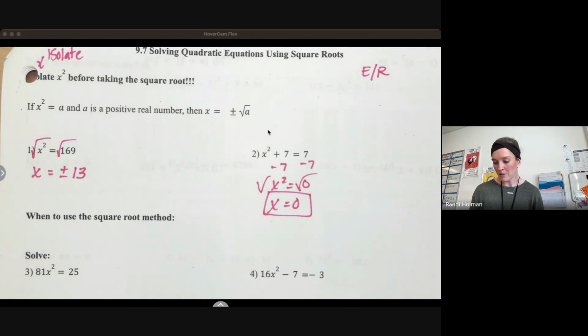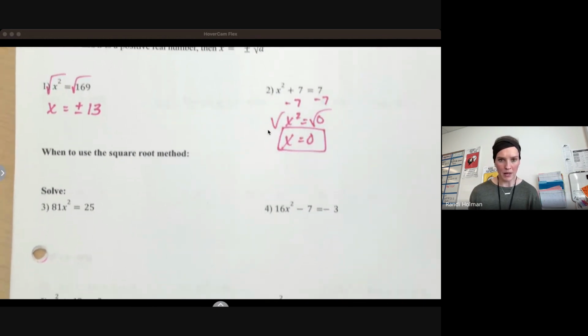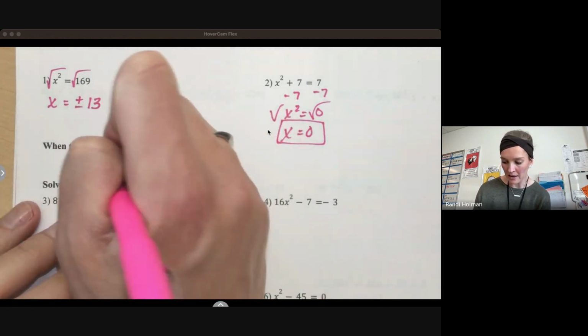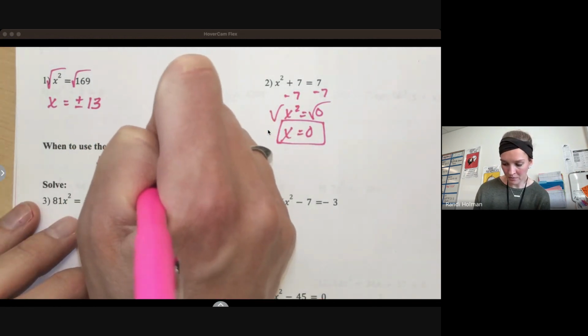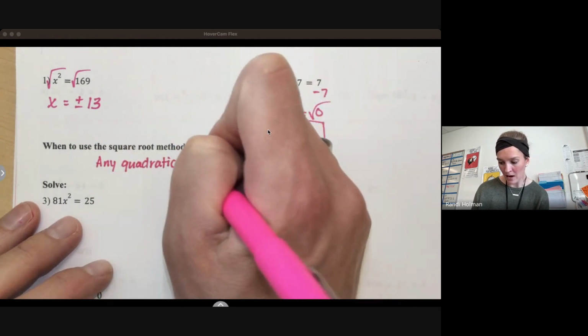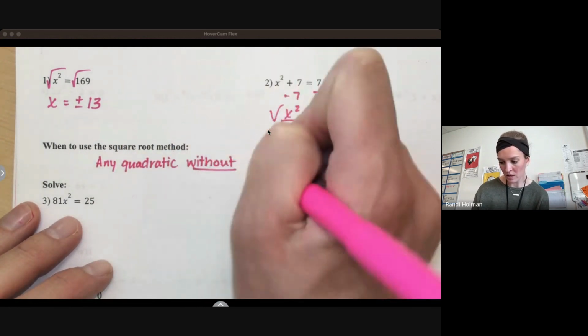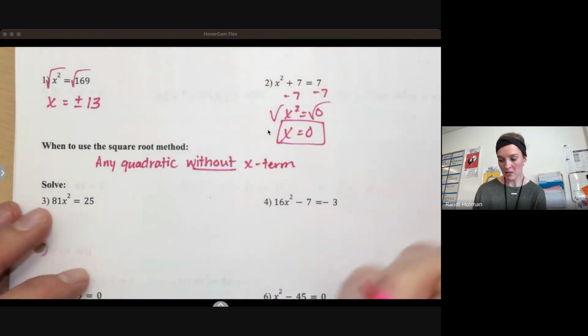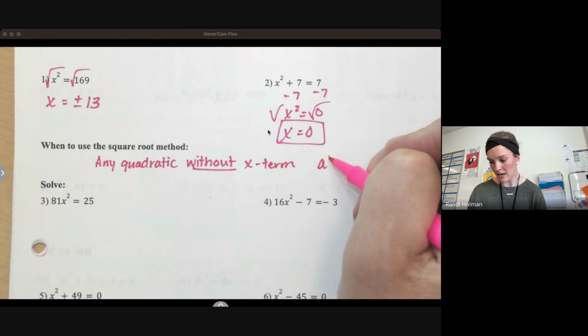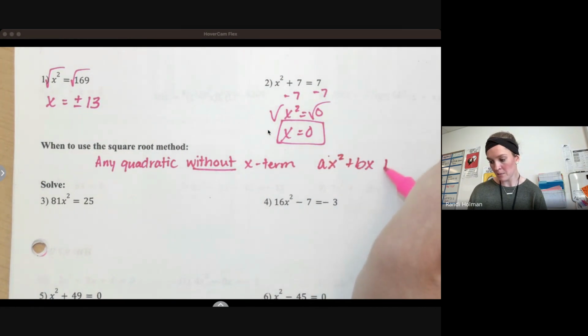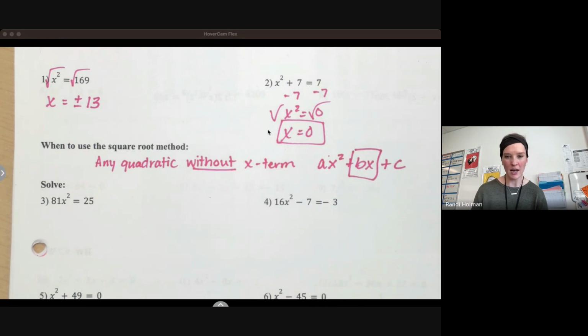Okay, so let's look at when we're going to use the square root method. We're going to use the square root method with any quadratic without an x term. So you know our quadratics in standard form are ax squared plus bx plus c. That x term that I'm talking about is the bx. If we have that, we can't just directly take square roots, because then what happens to that x? I can't isolate my x if there is an x squared and an x. So anytime you have that x squared but no x term, we can solve just using our inverse operations.